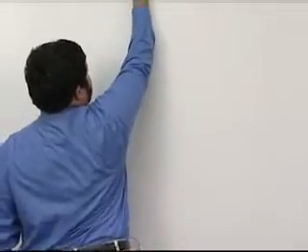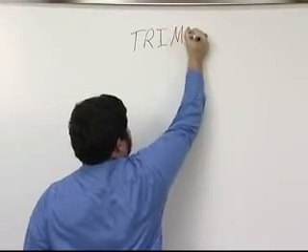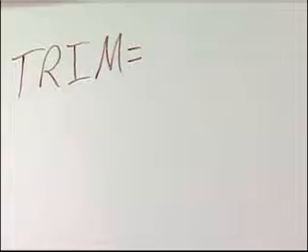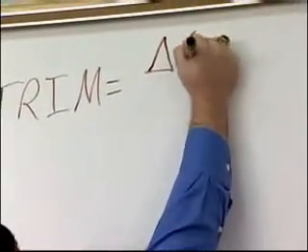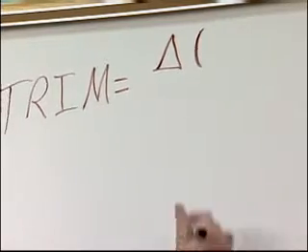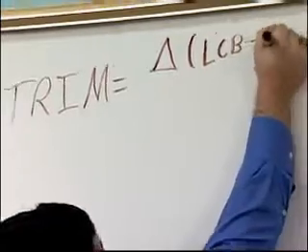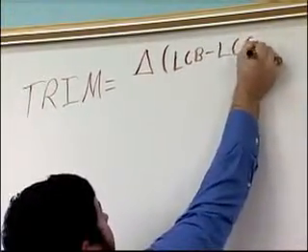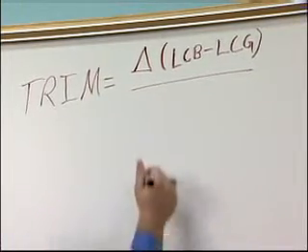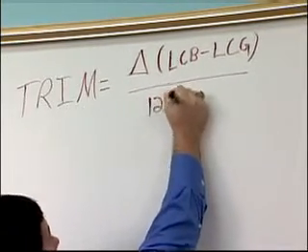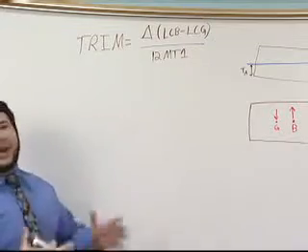Trim is found by the equation: displacement times longitudinal center of buoyancy minus longitudinal center of gravity, divided by 12 times the moment to trim 1 inch. And the 12 is to get us back into feet.